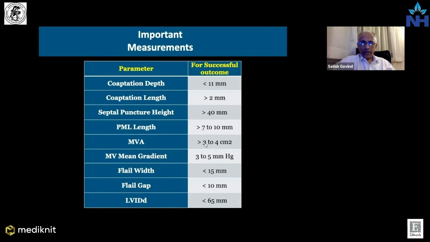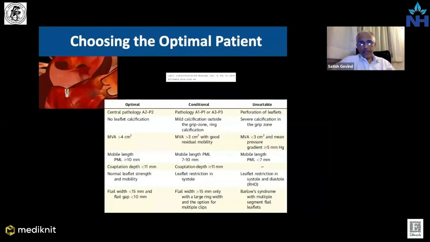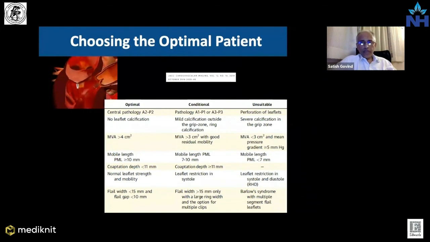3 is again a tricky one, so decision making is required there. Mean gradient maximum, you can push it up to 5. After that, it's not a good idea to go ahead with it. Flail width, it should be less than 15. Flail gap less than 10. And then, of course, a large LV also is not a good thing, so it should be less than 65 millimeters.